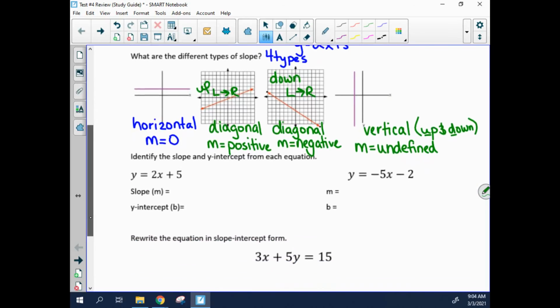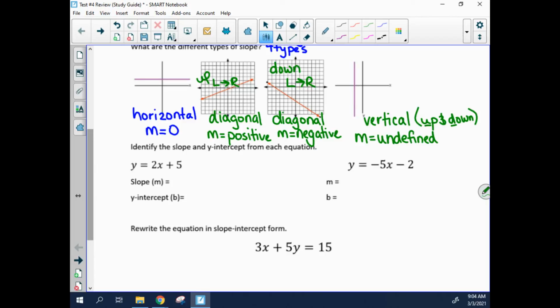Okay, looking at the next set of questions, identify the slope and y-intercept from each equation. So we're looking for the m and the b. So y equals 2x plus 5. If I think about slope-intercept form, y equals mx plus b. That means that my m is going to be 2 because they line up. The m is between the equal sign and the x, so my slope is going to be 2. And our b is going to be the number that's at the end by itself. Remember, we're going to take the sign that's there with it, so it's going to be a positive 5.